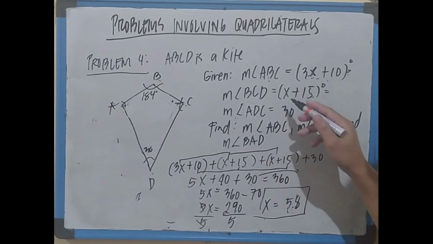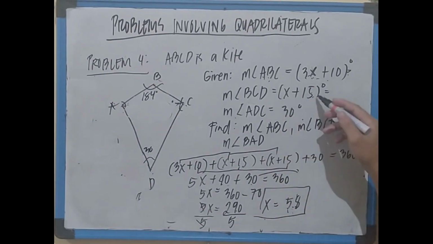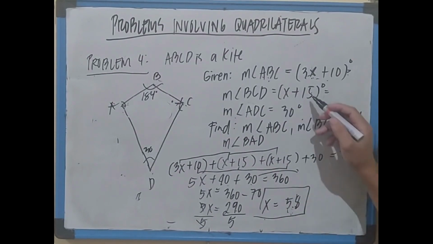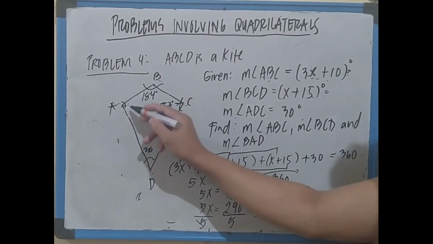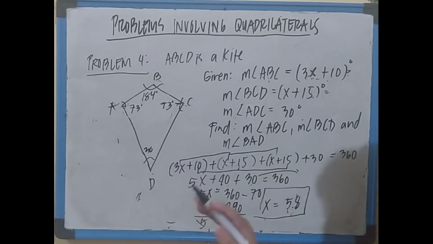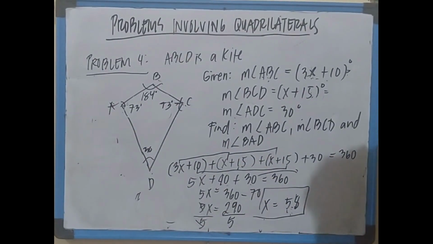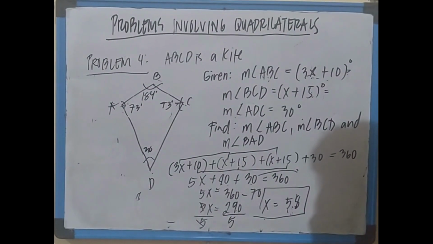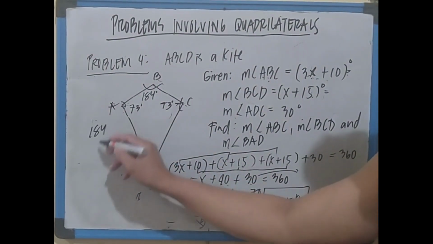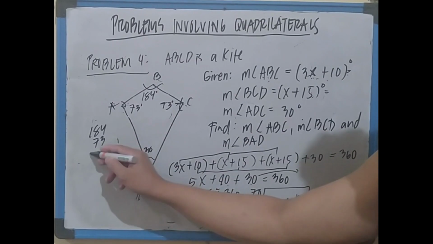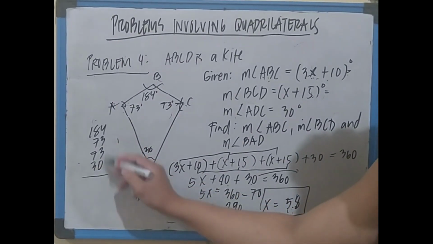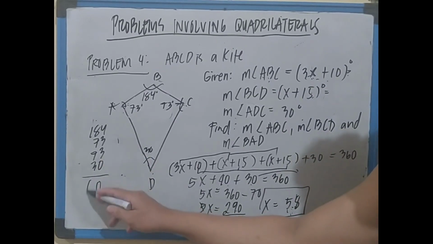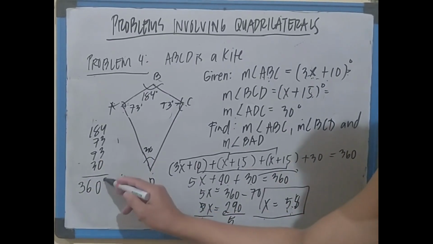Okay, now so x plus 15 now is 58 plus 15, we have now 73. Okay? So, 73 here. So, let's find out lang kung magto-total siya ng 360 degrees. So, we have now 184 plus 73 plus 73, and plus 30, we have now 360 degrees.